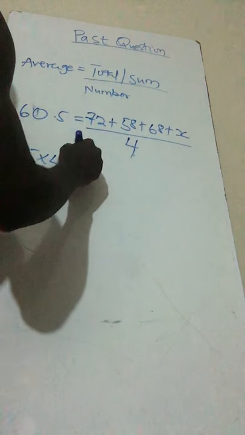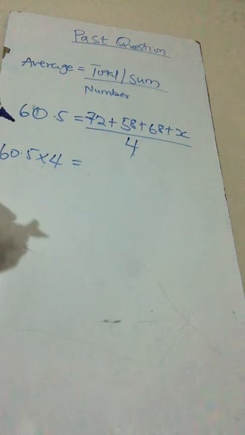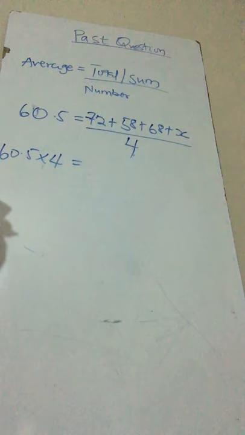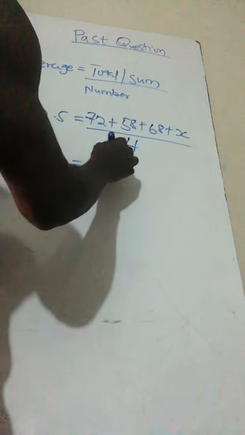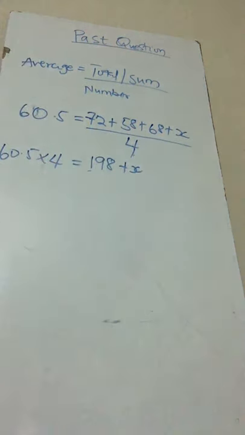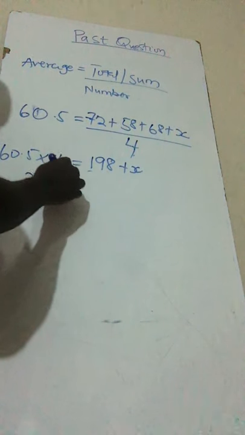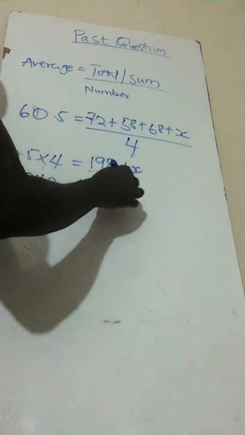60.5 times 4 equal to. So you add what is on the top. And so it will be 72 plus 58 plus 68. You get 198. So 198 plus X. Sorry, plus X. So 60.5 times 4, you get 242, right? 242, equal to 198 plus X.